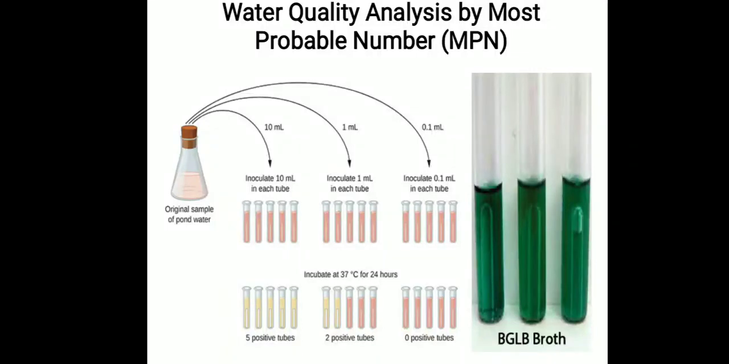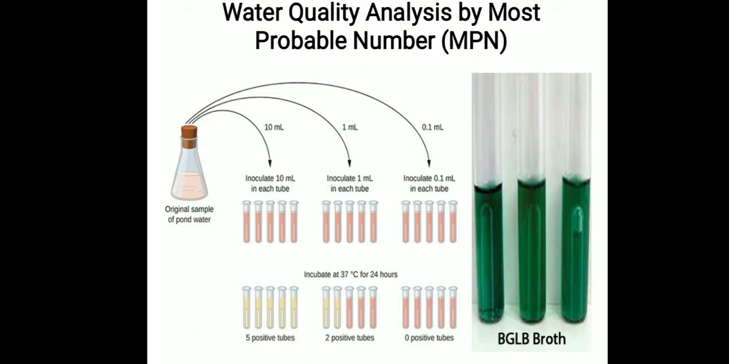Hello students, today we are going to discuss one of the practicals, that is water quality analysis by a method known as MPN, or most probable number. Like we have discussed earlier, we have other methods as well, like the membrane filtration method and some others, but today we are going to discuss the most probable number method.